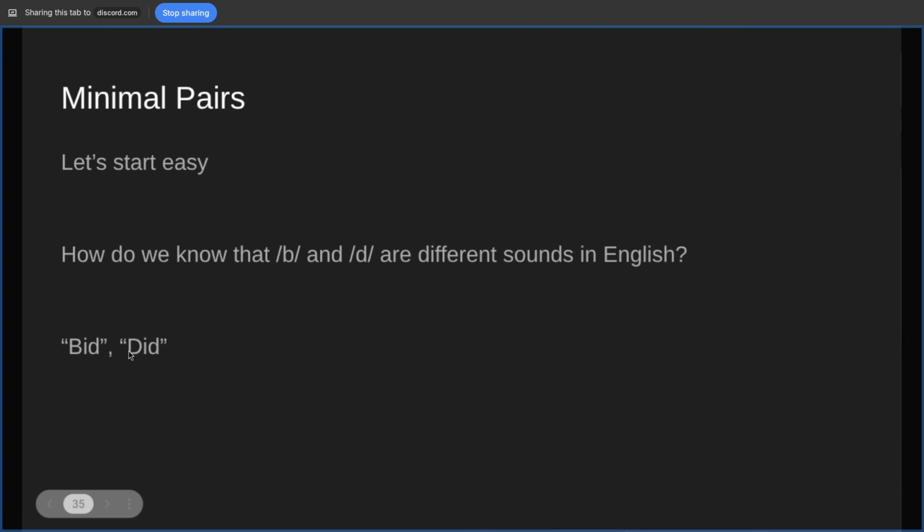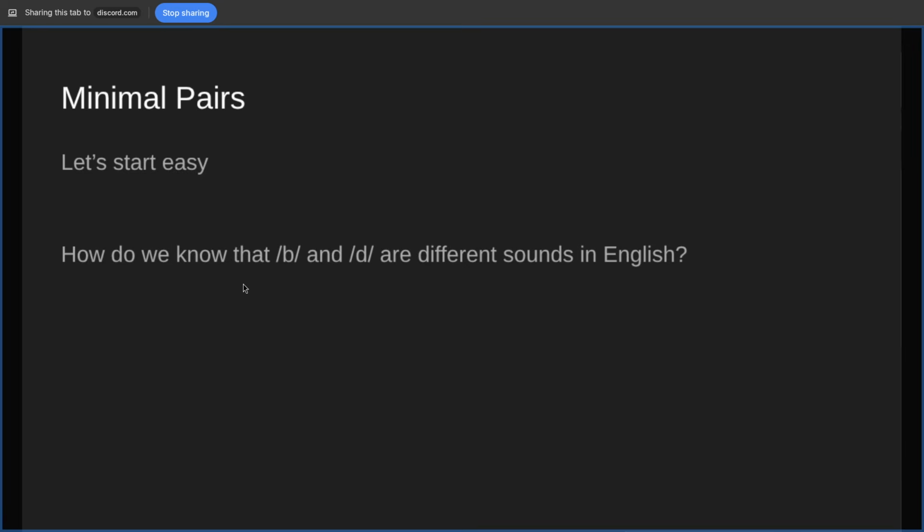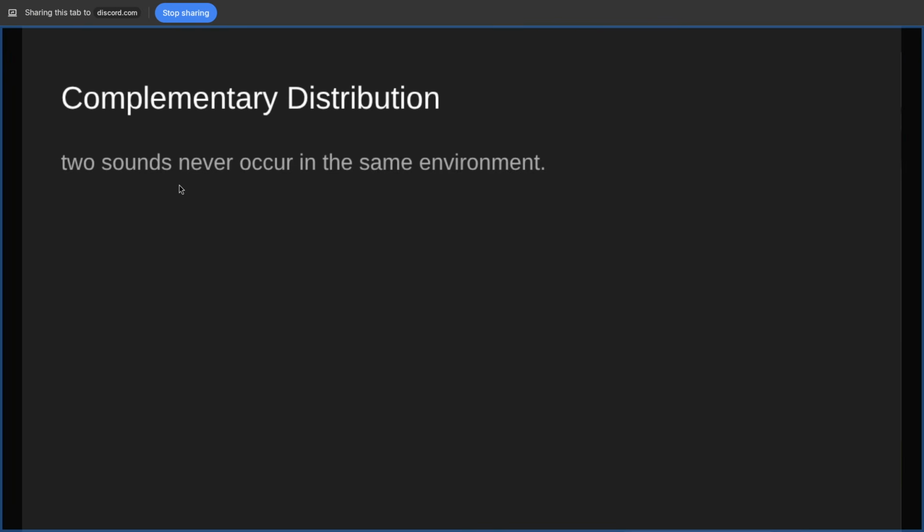Those have two different meanings. So these two things must be representing different underlying units of information. And for that reason, we can assert that they're different phonemes. That's called a minimal pair. B and D would, in this context, be a minimal pair. You also want to ask, these are questions that you want to ask, to be clear. I'm walking through the questions of this flowchart. So we asked if substituting one sound for the other changes meaning, which is the same as there being a minimal pair. Now, what about complementary distribution?